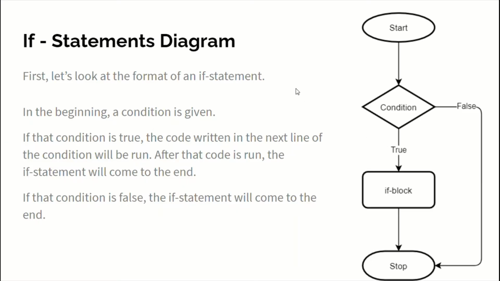Here is the diagram of an if statement. So in the beginning, it goes to the if statement, so it's the start. And then it goes to the condition. If that condition is true, the code written in the next line of the condition will be run. After that code is run, the if statement will come to the end. But if that condition is false, the if statement won't do anything, no code will be run, and the code will come to an end.